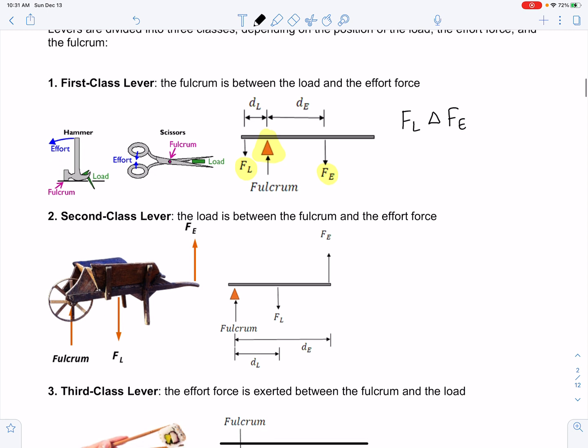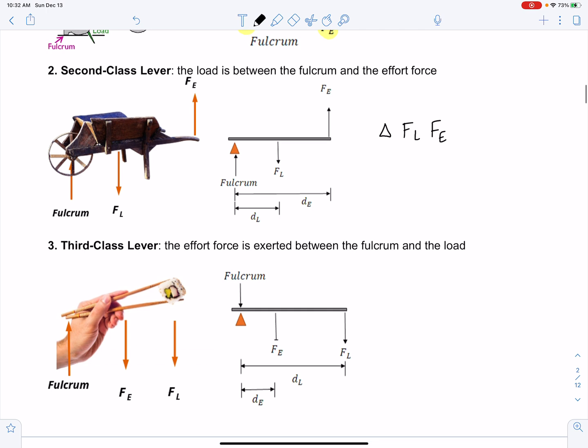A second-class lever, the most popular example from everyday life is the wheelbarrow, is one in which the load is between the fulcrum and the effort force. So here we have the fulcrum, then we have the load, then we have the effort. The third class lever, an example would be using a pair of chopsticks. And here it looks similar to the positioning above for the second class lever, but if you look carefully, we have the fulcrum, then we have the effort, and then we have the load.